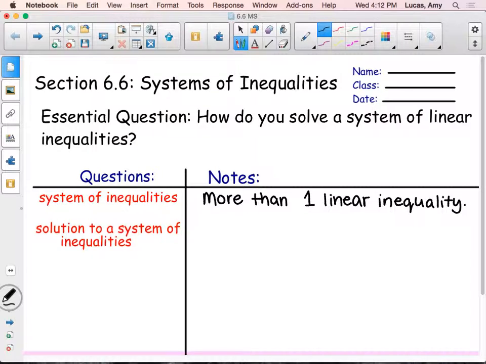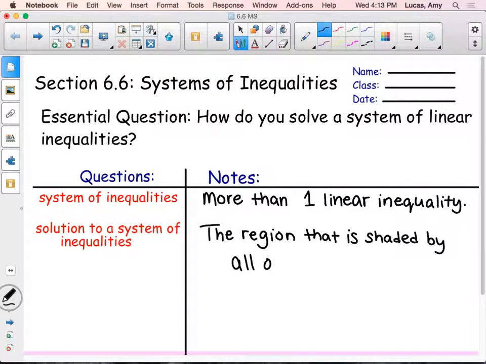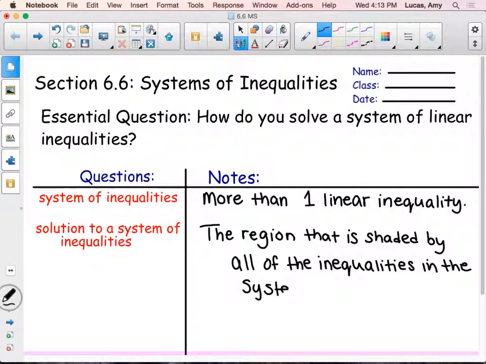The solution to a system of inequalities is a little bit different than a system of equations. With a system of equations, we were looking for the point where two lines intersected. Now what we're going to look for is the region that is shaded by both inequalities. The systems that we're going to work with today will all have two inequalities.